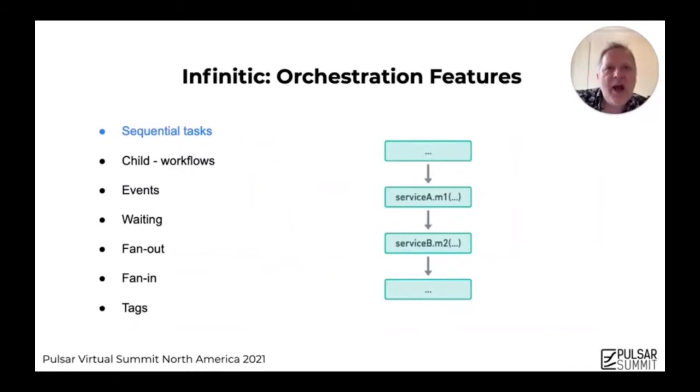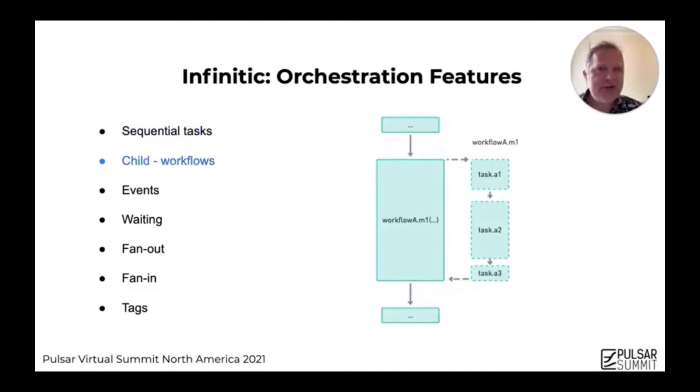And now I want to give you a quick overview of the features you can have with this workflow engine within Infinitic. We have already seen that you can have sequential tasks. So here, as described previously, the M2 task, for example, microservices, will be called only after the completion of the first one and can use the output of the first one if needed.